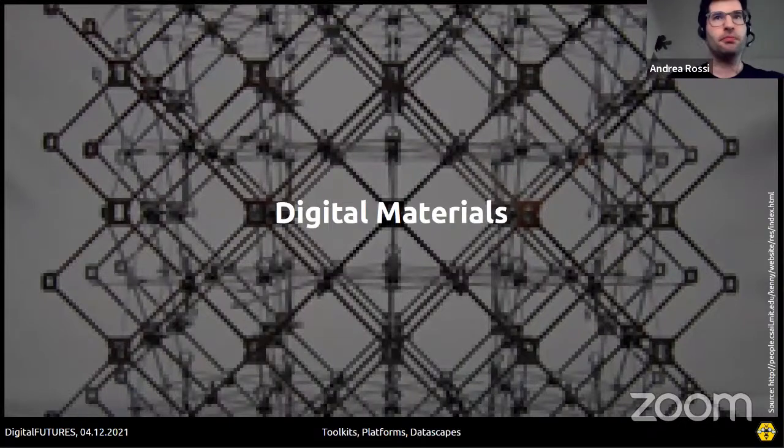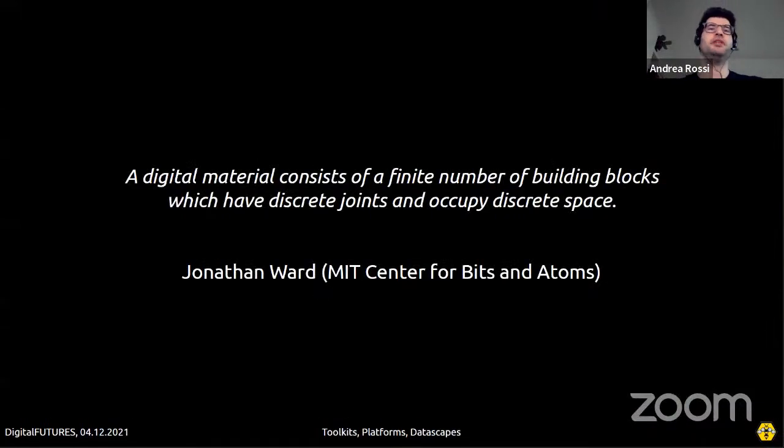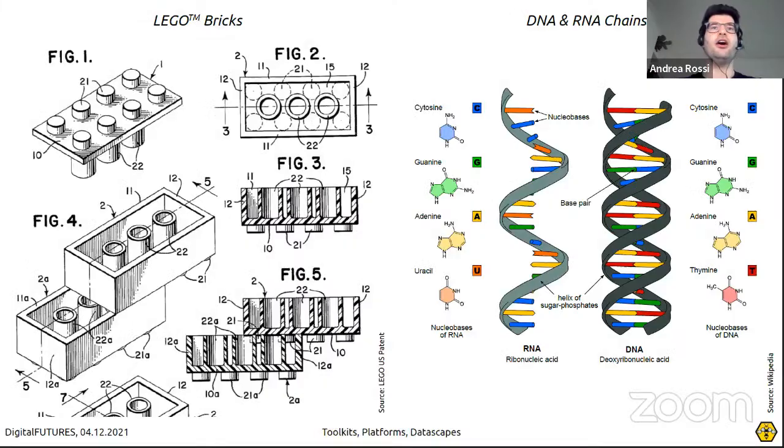What's interesting, and I'm going to skip quite quickly over here, is that this concept exists already. It's the concept of digital materials, which have been developed at the Center for Bits and Atoms at MIT by the team of Neil Gershenfeld. It's exactly this idea of a material that is composed of discrete elements, and those discrete elements can be combined in a finite number of ways. And obviously, the most common example you can think of for something like this is a Lego brick.